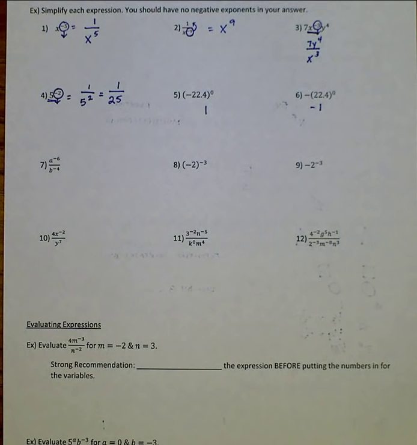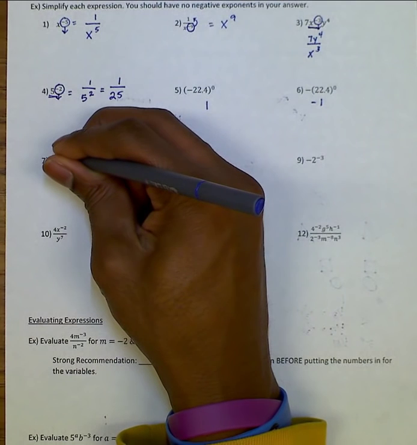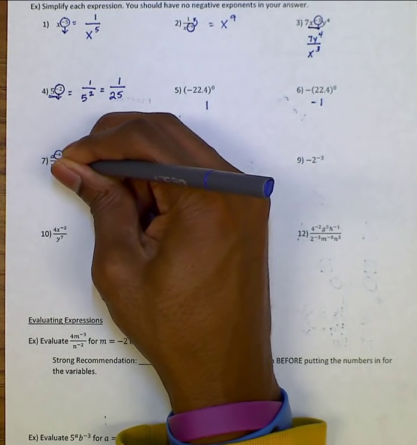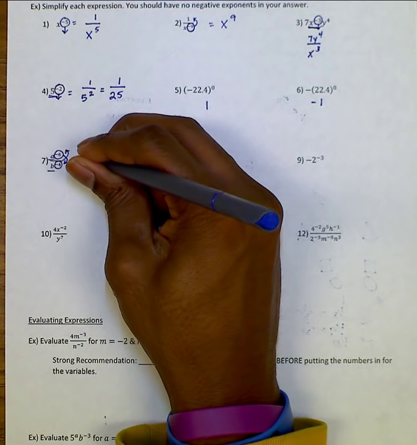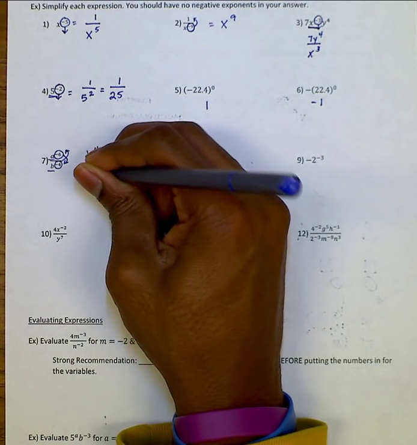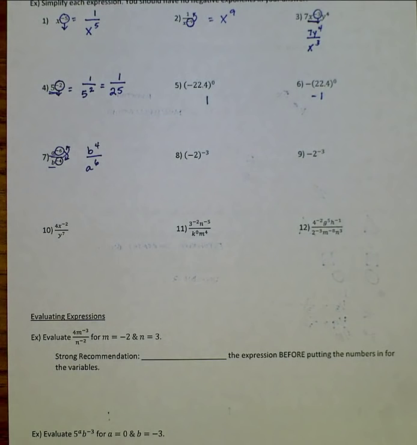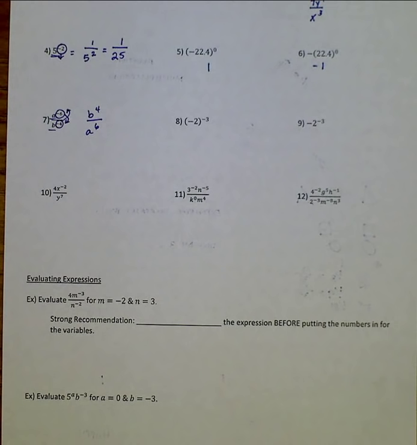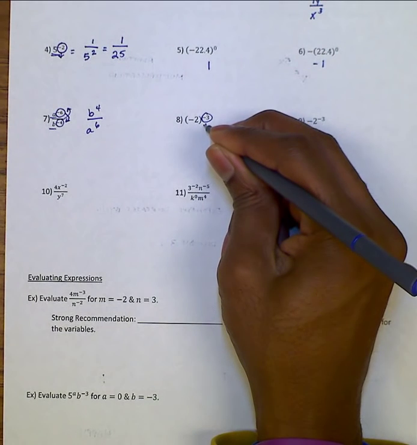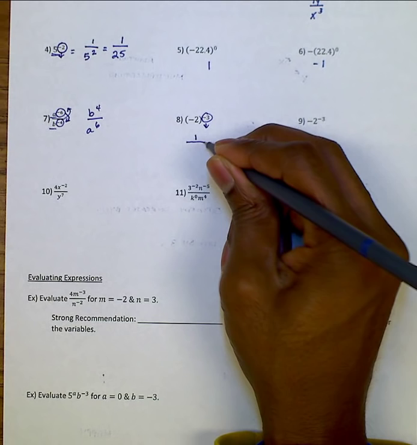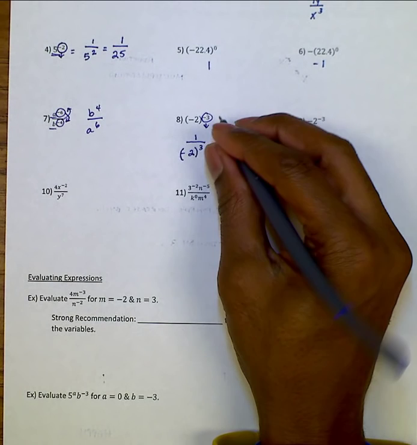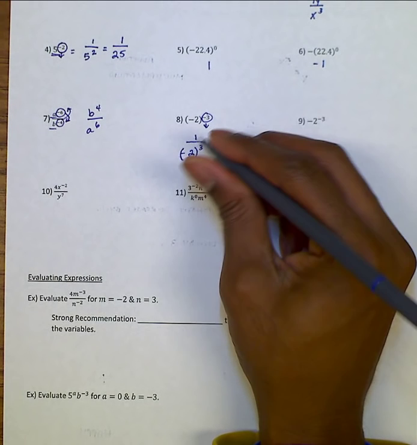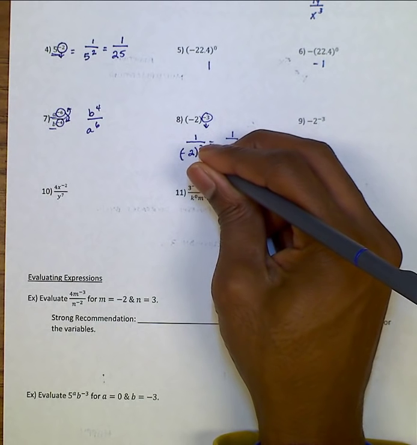Okay, number 7. Notice here that we have a negative exponent in the numerator, a negative exponent in the denominator. They need to move. And remember that they're connected to their bases. So now we have b to the fourth in the numerator, a to the sixth in the denominator. Okay. Number 8, negative 2 to the negative third. We want to move that to the denominator. So we have 1 over negative 2 to the third. And we can simplify this, so we will. Negative 2 times negative 2 is 4, times negative 2 is negative 8.